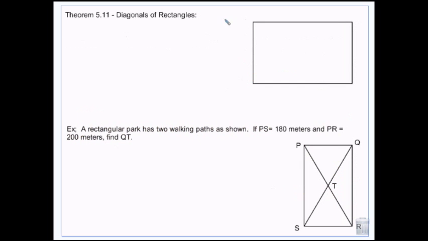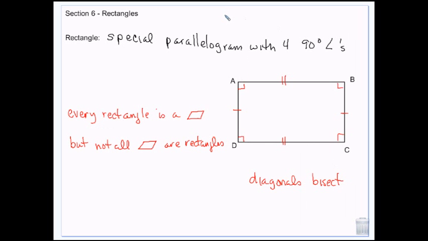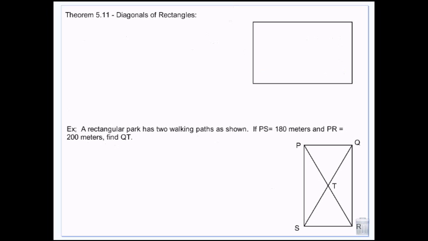So a square would be considered a parallelogram because they're still. And a rectangle. Yeah. So diagonals of rectangles, pretend those are straight lines, bisect one another.